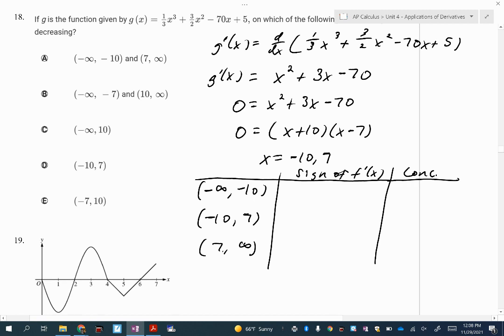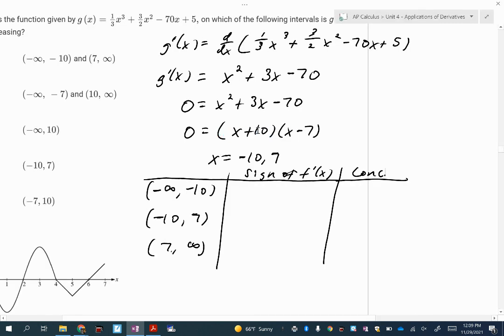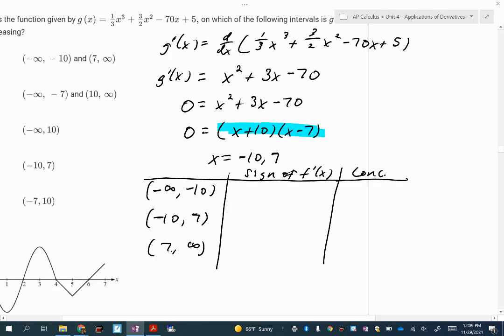So I'm going to plug in -11, and personally, it's up to you. You can always go back to the original derivative that you found, but I think it's actually easier in this problem to go to the factored derivative. So if I plug in -11, I get -1 times -18, which is a positive. So that means my f of x function is increasing.